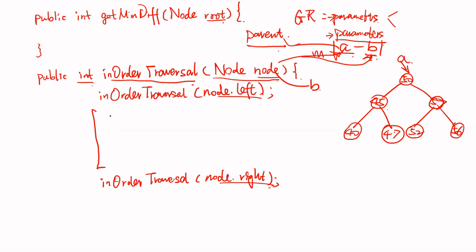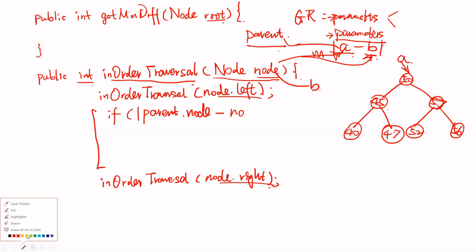Then what you can do is to check if you can find the math function, Math.abs. I'm just gonna write it in this way. If parent dot value, or key, stick to what we are provided by the class. This is an integer. Node dot key. This is how you calculate the minimum absolute difference. The way that I write it is trying to make things as simple as possible. This should be Math dot abs instead of these two bars.